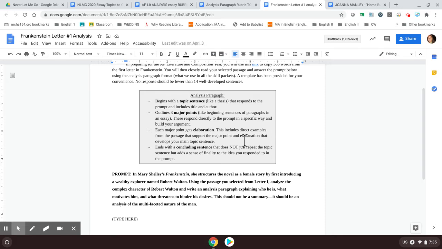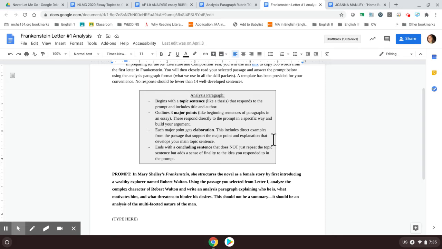You don't just stop your elaboration by having a quote, though. If you notice, it says for the second part of this, the elaboration includes direct examples that support the point and an explanation that develops the topic sentence. So I'll show you an example of this in a minute so you know what I'm specifically talking about.